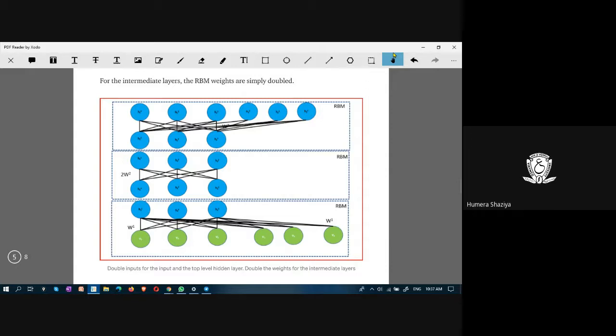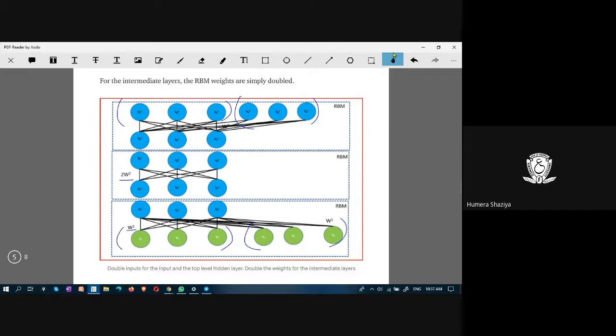This is weight. This is double the weight. Weights are doubled, and inputs. You see this. These are the inputs. Inputs are also doubled here and here, on the top layer and the bottom layer. Weights are doubled in the intermediate layers.